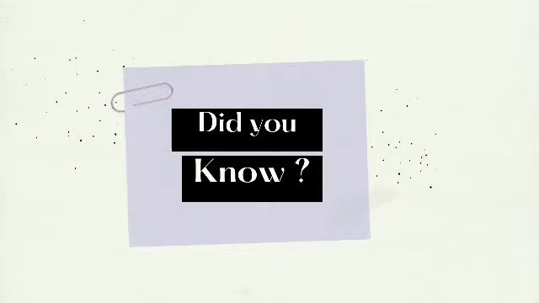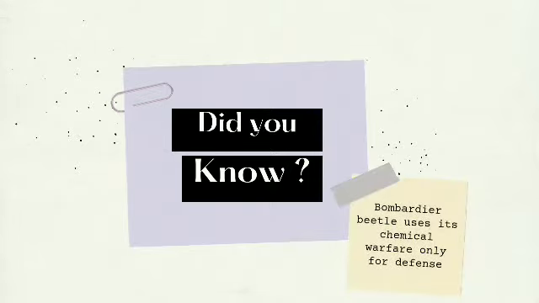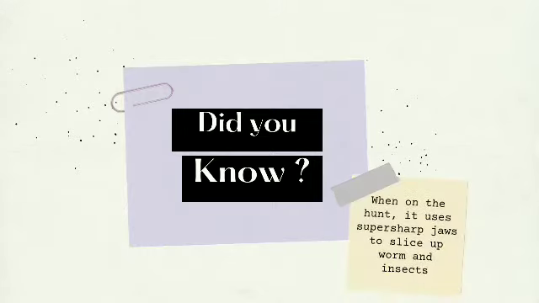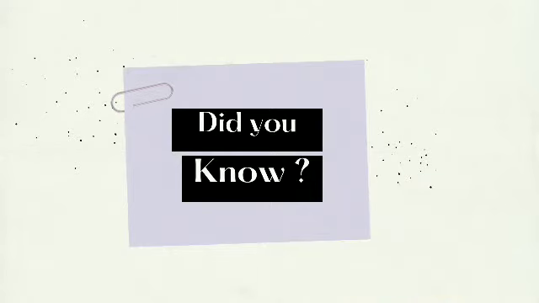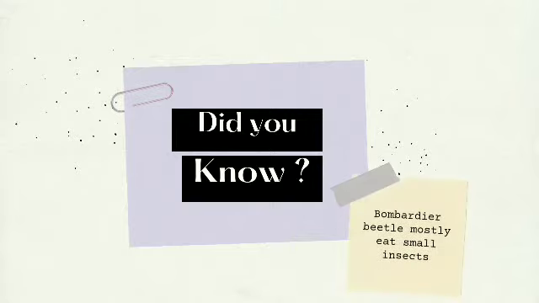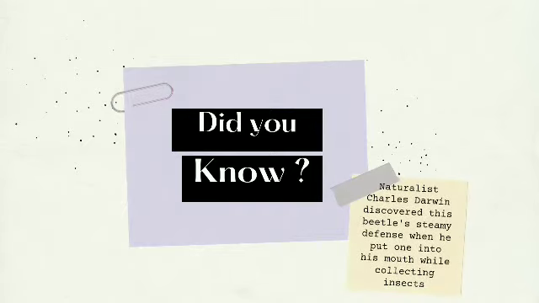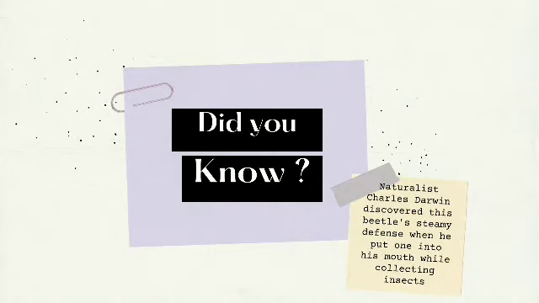Did you know Bombardier Beetle uses its chemical warfare only for defense? When on the hunt, it uses super sharp jaws to slice up worms and insects. Did you know Bombardier beetles mostly eat small insects? Did you know naturalist Charles Darwin discovered this beetle's steamy defense when he put one into his mouth while collecting insects?